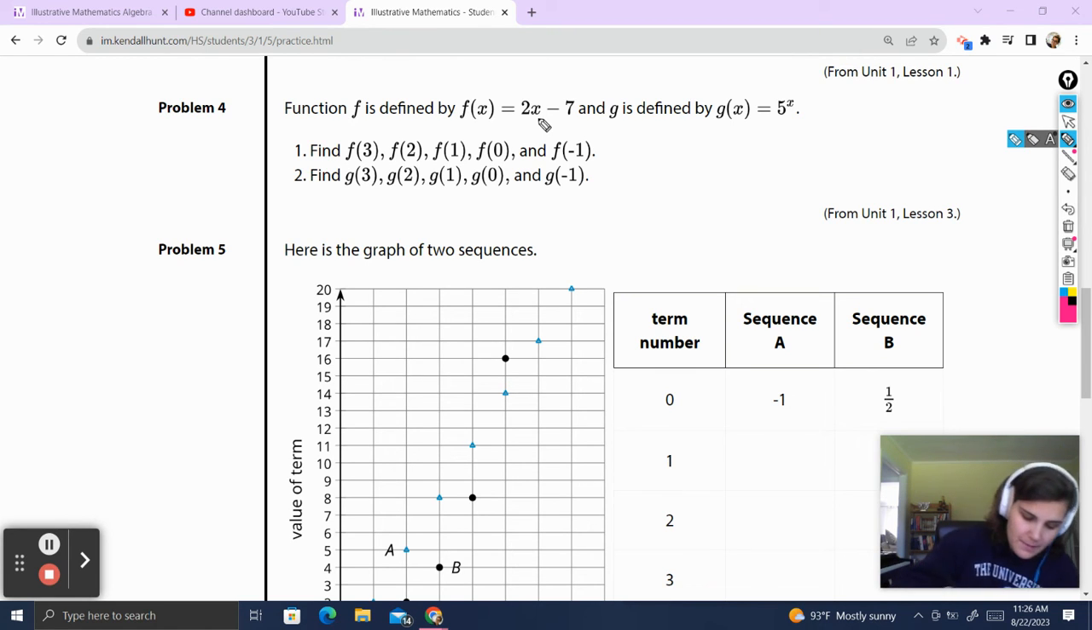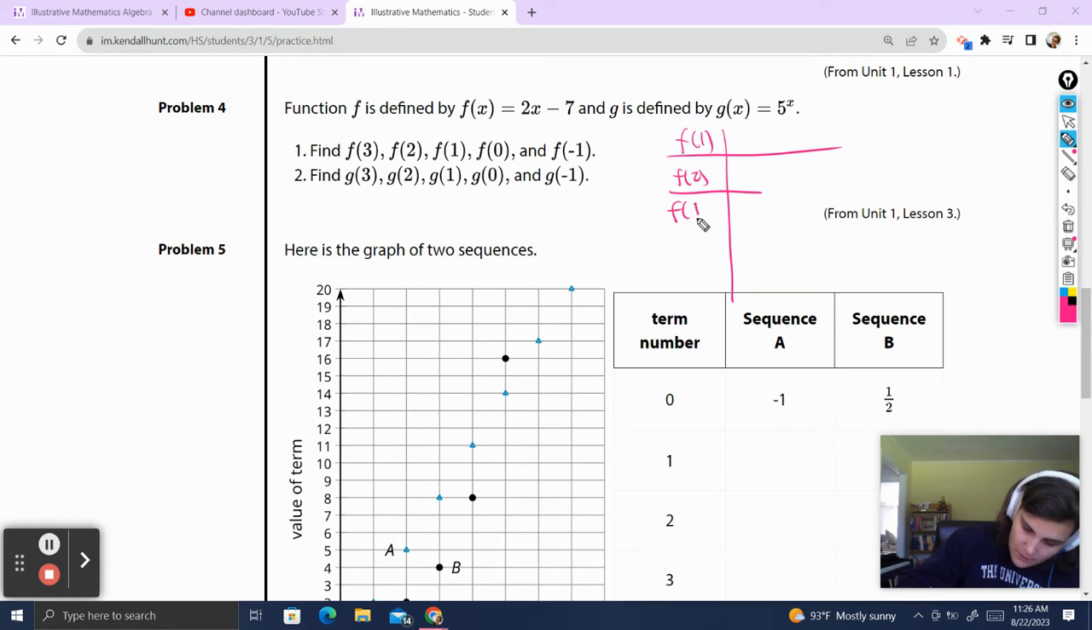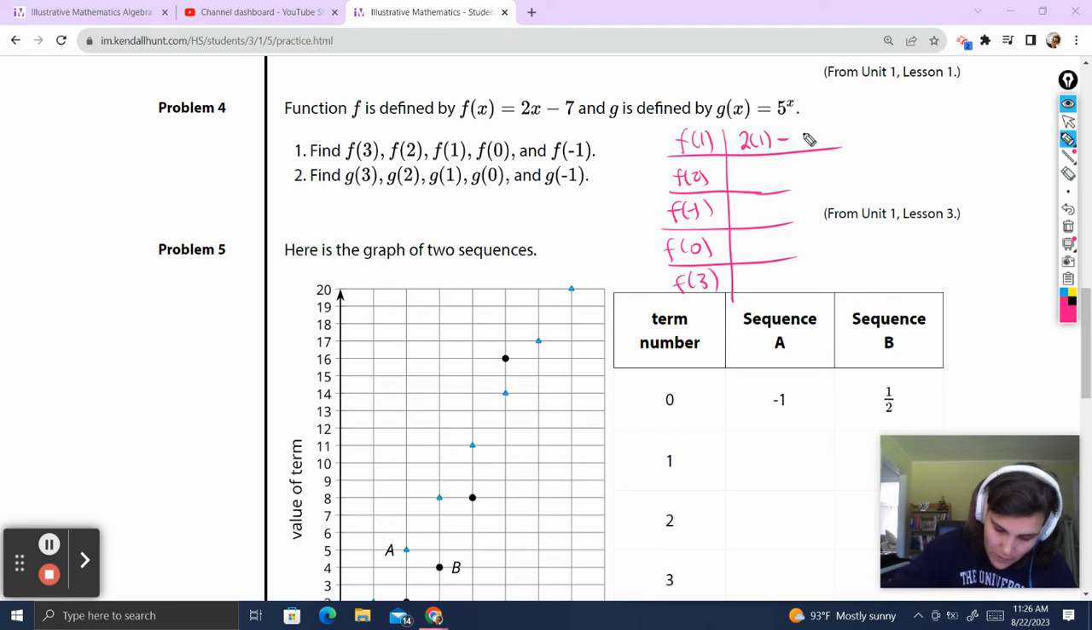Oof. Let's make a table. We want f of 1, f of 2, f of negative 1, f of 0, f of 3. I did not put those in order. And all we're going to do is replace our x value with whatever's in parentheses here.